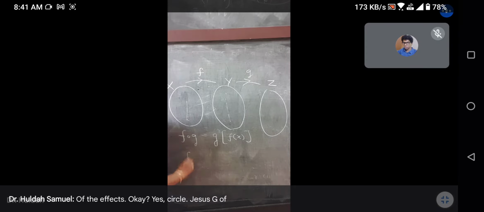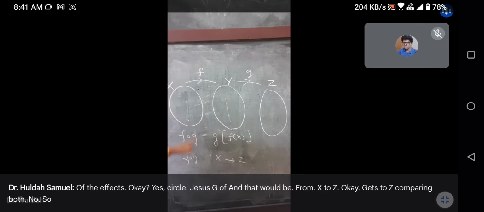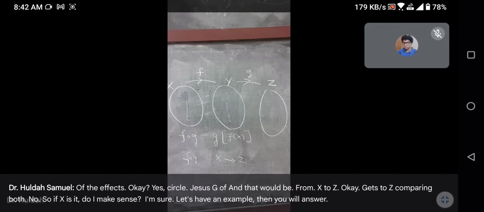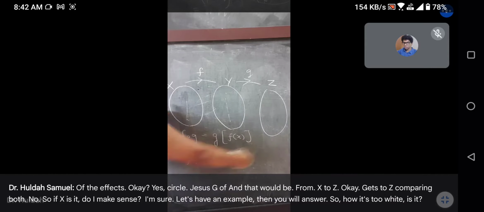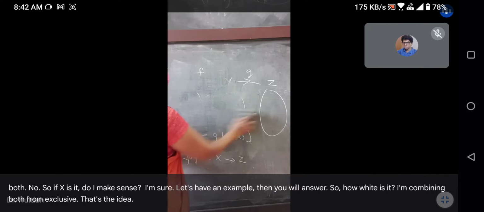And that would be from x to z. Okay? X to z. It's combining both, no? So f circle g is a function from x to z. Do I make sense? Understood? Let's have an example, then you will understand better. So have this diagram in mind: x to y, y to z. I'm combining both. It goes from x to z. That's the idea. Now, let's take a simple example.